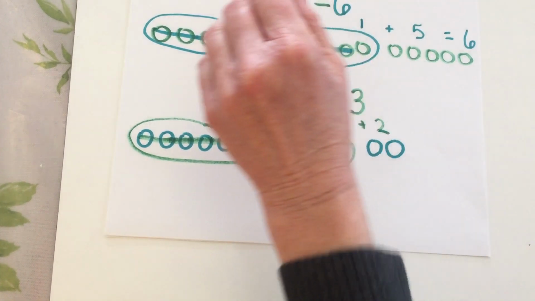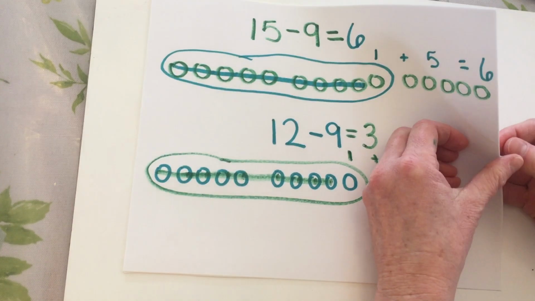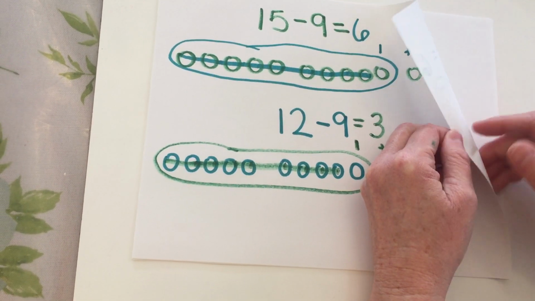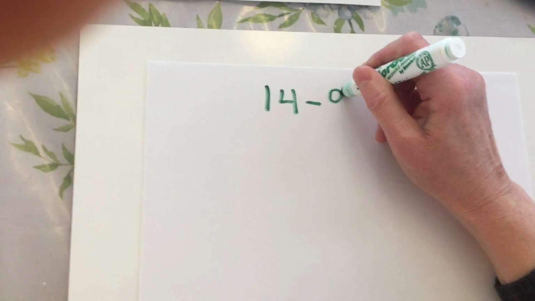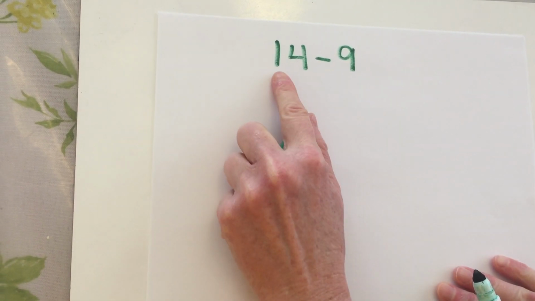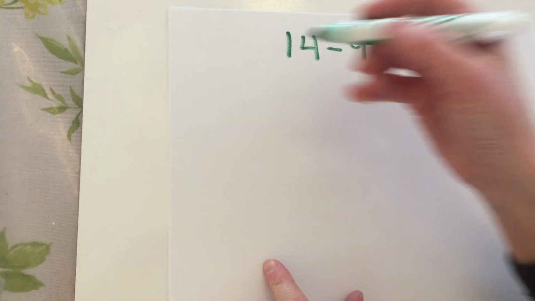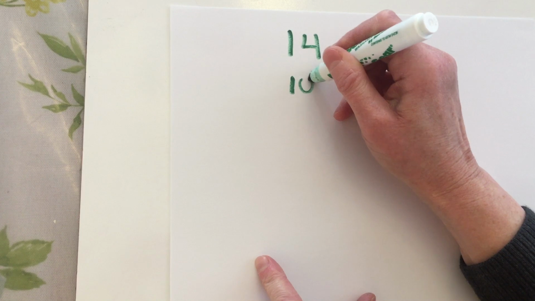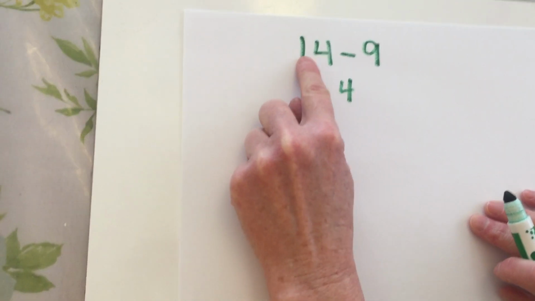Now, once you are familiar with how to do it with a picture, let me show you how you would do it using number bonds. If we have 14 minus 9, from the video that you just saw, you know that there is a hidden 10 with 4 left over. So I can say 10 and a 4. That's my number bond. 10 and 4 make 14.